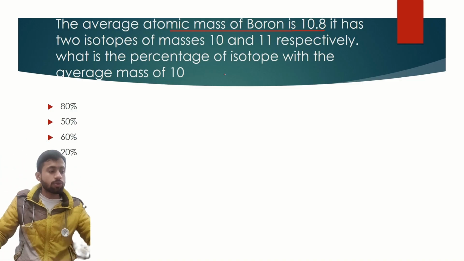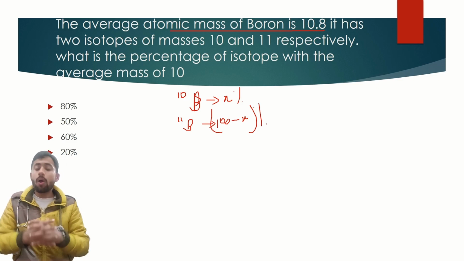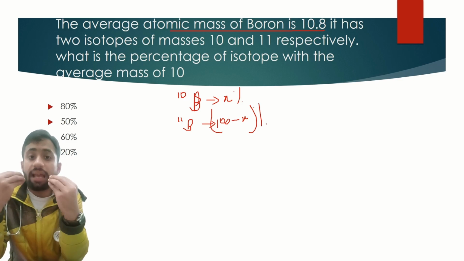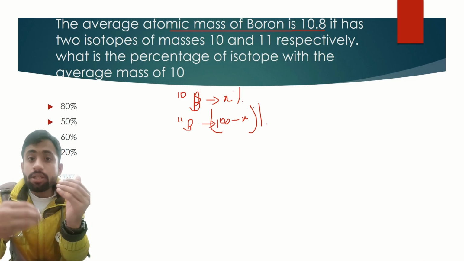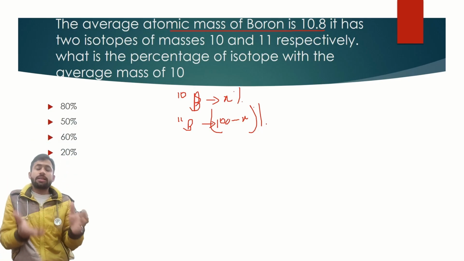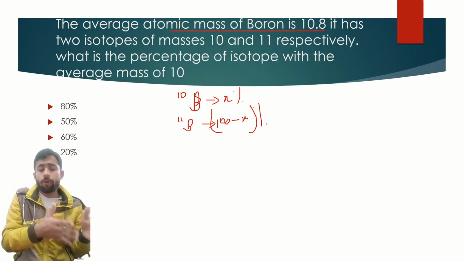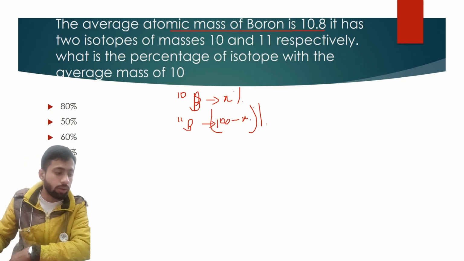Let's suppose the percentage of boron 10 is X. So boron 11 will have 100 minus X percentage of total boron. Why? Because if boron 10 is 90%, then boron 11 will be 10%. If boron 10 is 20%, then boron 11 will be 80%. How are we calculating it? Basically subtracting from 100: 100 minus 20, 100 minus 10, 100 minus 90, whatever the value is.